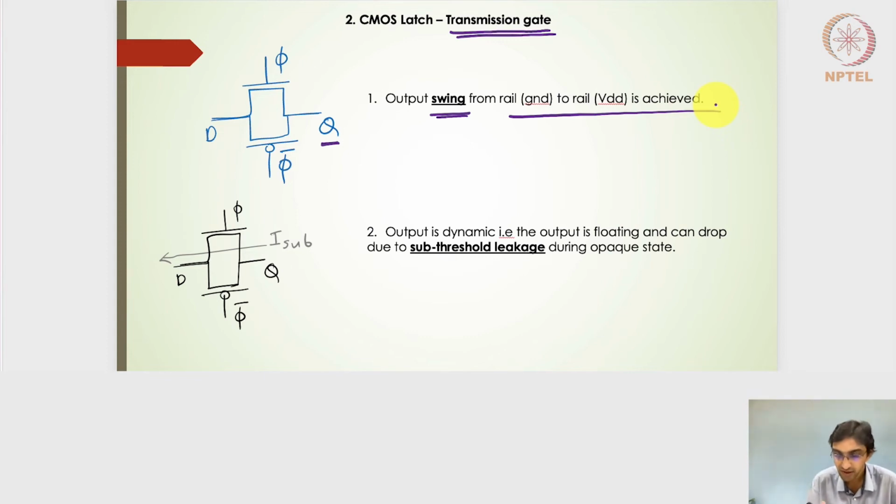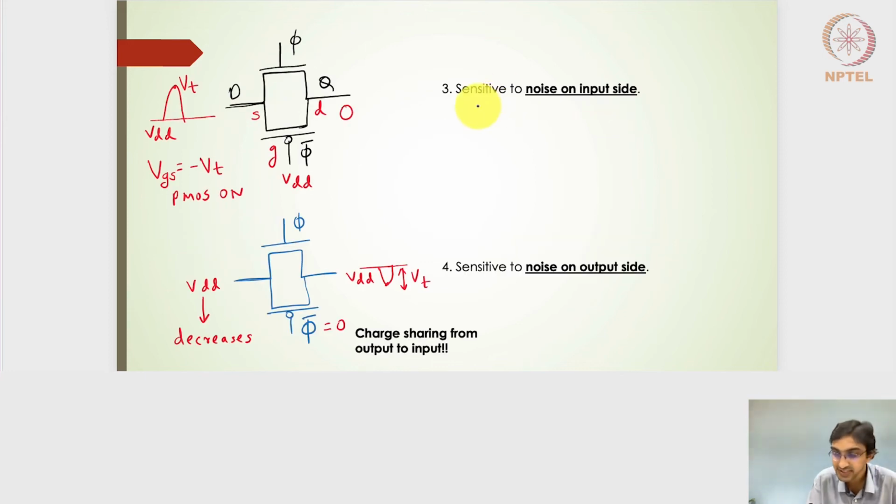The second one, the output being dynamic, that is, the output being floating, and due to the subthreshold leakage current, it can actually get dropped. That still remains, especially during the opaque state, in the transmission gate, right? So the third and fourth, the sensitivity to the noise on the input side as well as on the output side, are also retained here in the transmission gate, and we can see one such example here.